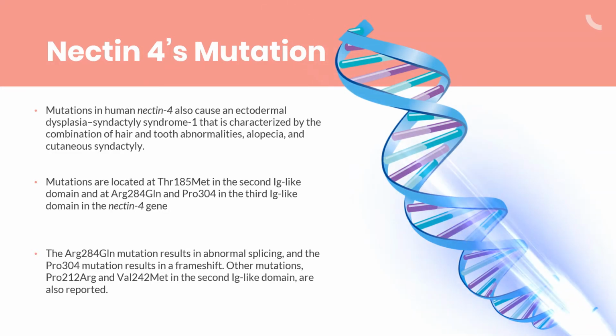When we talk about Nectin-4's mutation, we see mutations in human Nectin-4 also cause ectodermal dysplasia syndactyly syndrome 1, which is characterized by a combination of hair and tooth abnormalities like alopecia and cutaneous syndactyly. So mutations are located at the threonine 185 methionine in the second immunoglobulin-like domain and arginine 284 glutamine and proline 304 in the third immunoglobulin-like domain in the Nectin-4 gene. The arginine 284 glutamine mutation results in abnormal splicing, and the proline 304 mutation results in a frame shift. Other mutations like proline 212 arginine and valine 242 methionine in the second immunoglobulin-like domain are also reported.